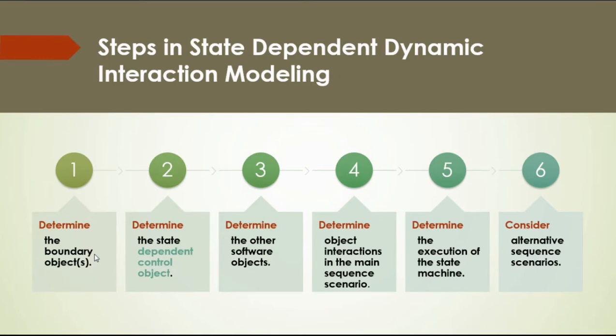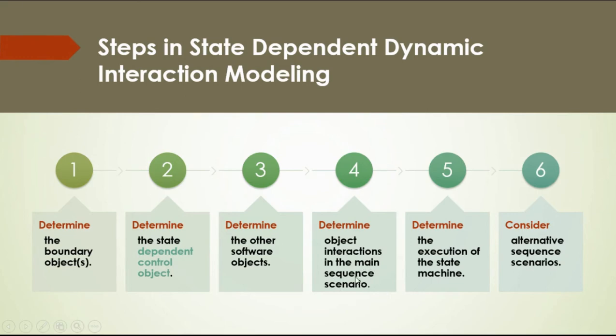So if we come now to the step of developing the state dependent interaction model. As usual, we should first determine the objects. Here we have different types of objects. We should start by determining the boundary objects, the state dependent control objects, and other types of objects. And then we determine the object interaction in the main sequence scenario.